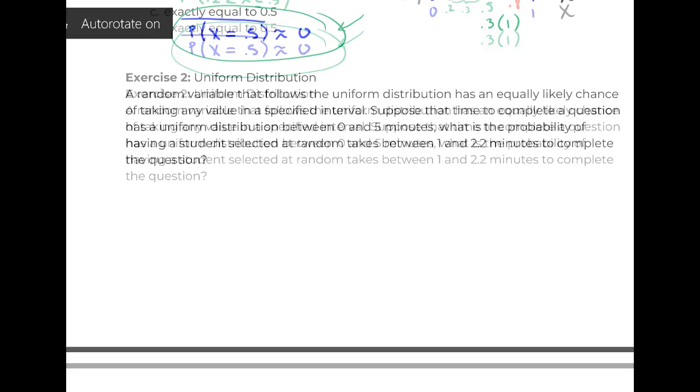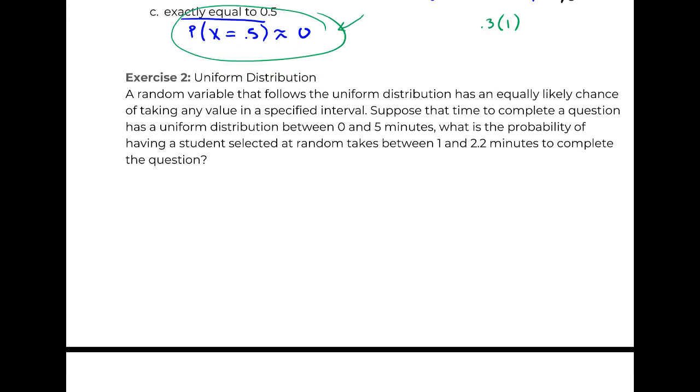So what we did in exercise 1 was actually a uniform distribution. So you have another example of that here. A random variable follows a uniform distribution. All you need to know about uniform is that it means it has an equally likely chance.